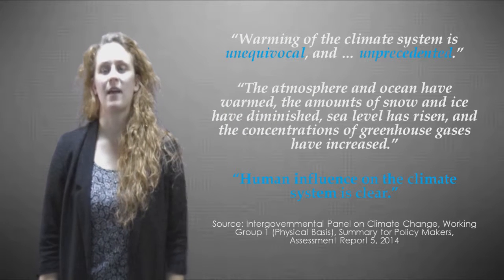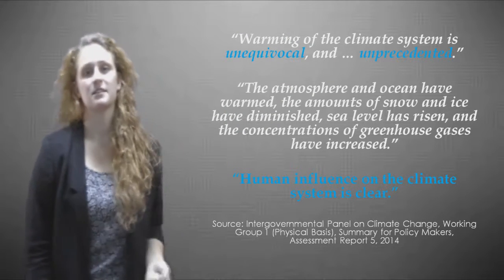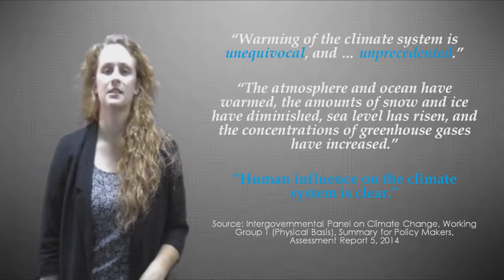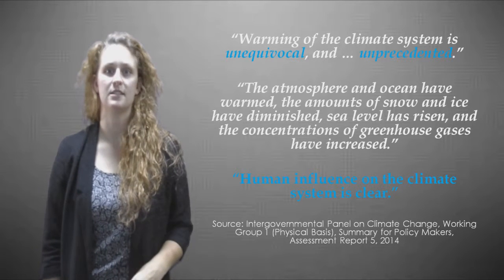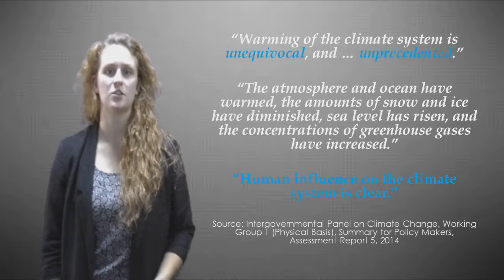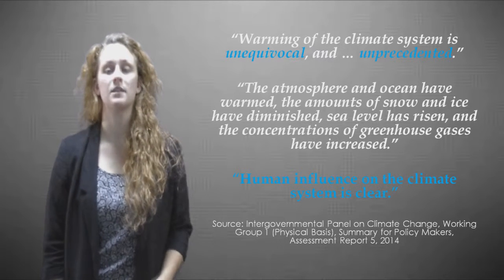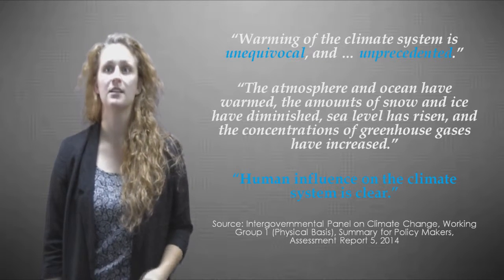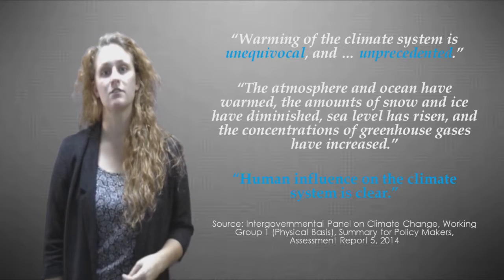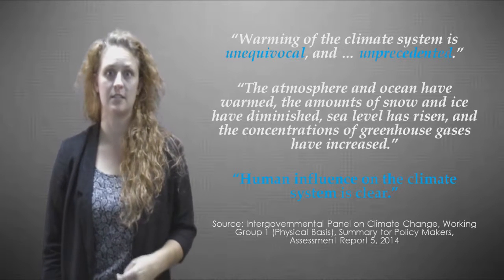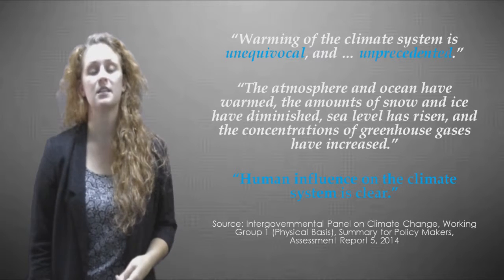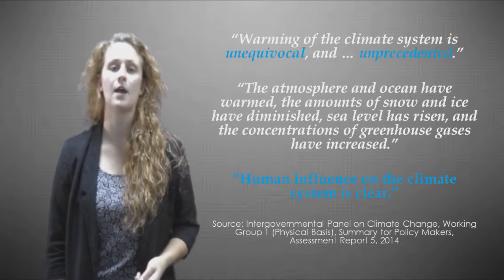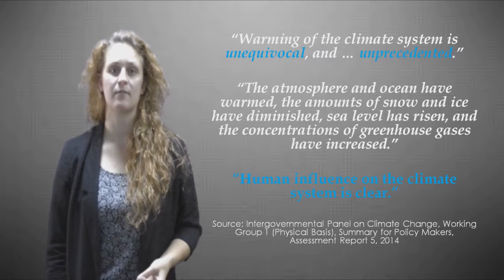The Intergovernmental Panel on Climate Change has these things to say. Warming of the climate system is unequivocal and unprecedented. We've already observed changes. The atmosphere and ocean have warmed, the amount of snow and ice have diminished, sea levels have risen, and concentrations of greenhouse gas in the atmosphere have increased. Furthermore, the IPCC notes that the human influence on the climate system is clear.